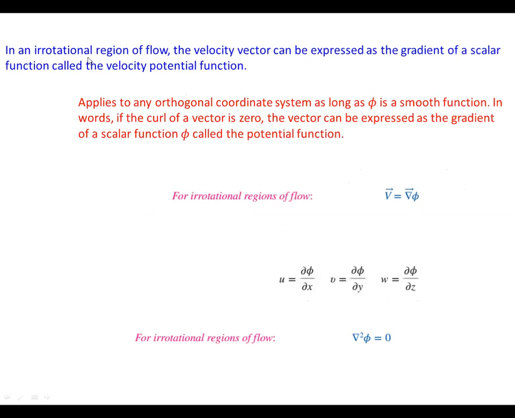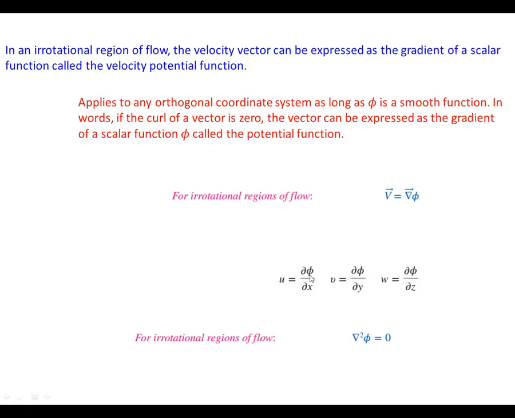In an irrotational region of flow, the velocity vector can be expressed as a gradient of a scalar function, that is called a velocity potential function. This applies to any orthogonal coordinate system as long as phi is a smooth function. In other words, if the curl of a vector is 0, the vector can be expressed as a gradient of a scalar function phi. That is called a potential function. For an irrotational region of flow, v vector equals del operator vector phi.